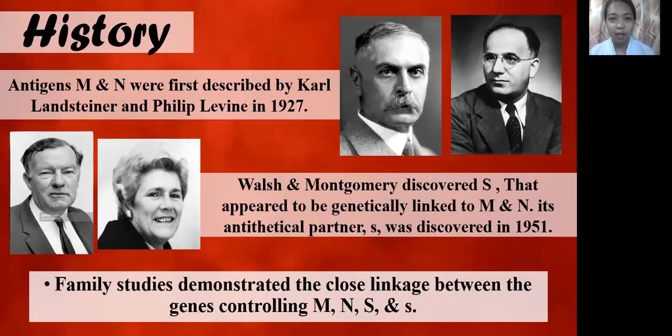Antigens M and N were first discovered and described by Karl Landsteiner and Philip Levine in 1927. These two scientists immunized rabbits with human RBCs, which is how they found antigens M and N. Other scientists, Walsh and Montgomery, discovered the S antigen, which appeared to be genetically linked to M and N, and its antithetical partner s was also discovered in 1951. Family studies demonstrated the close linkage between the genes controlling M, N and S, s.